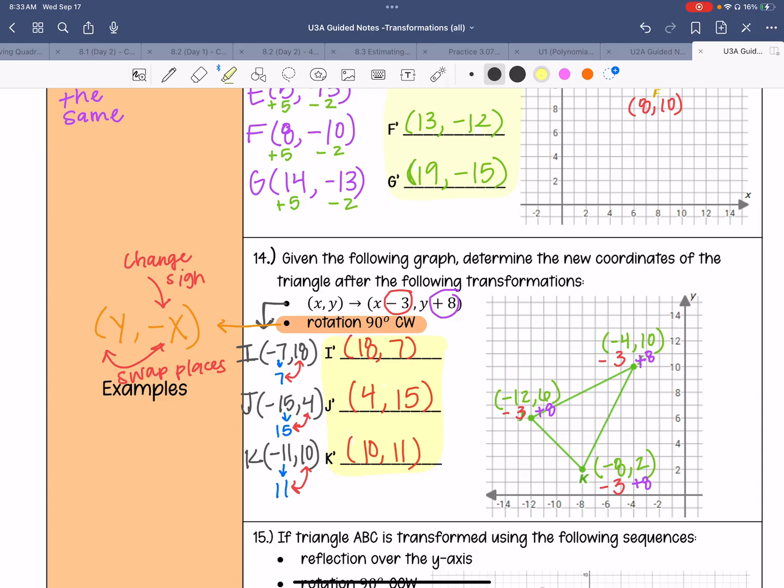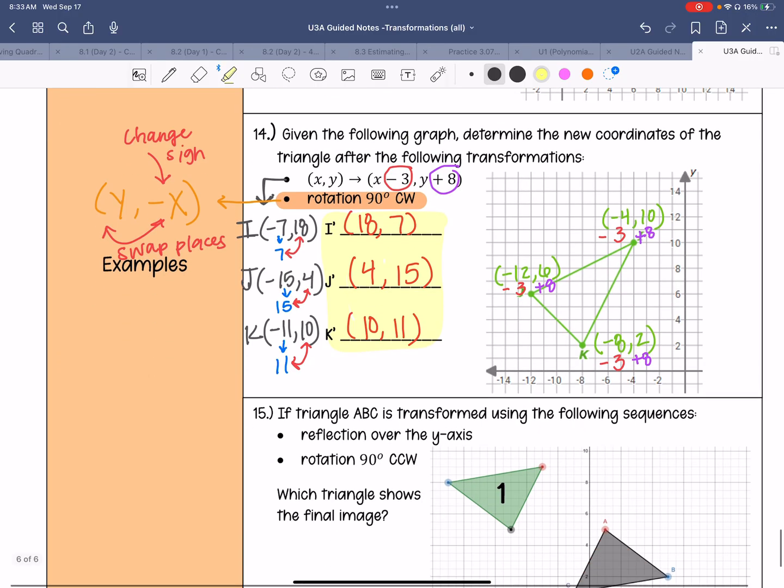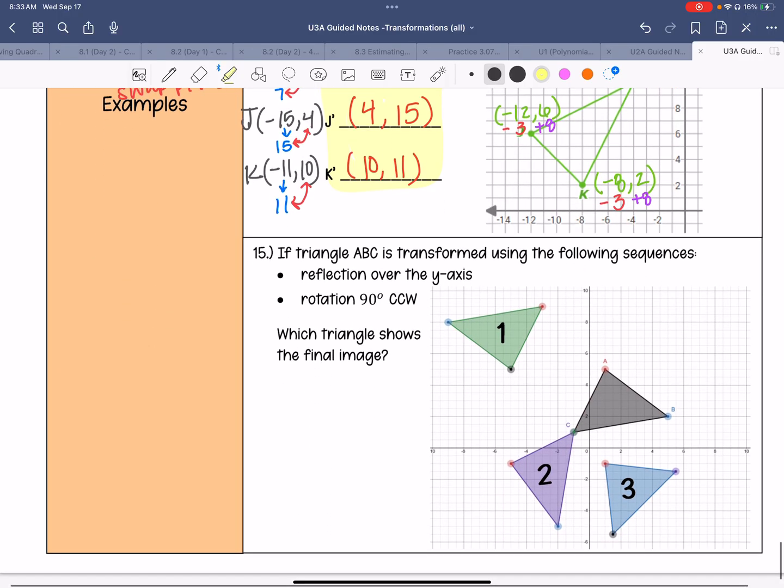All right, last example, number 15. If triangle ABC is transformed using the following sequences, a reflection over the y-axis, and then a rotation 90 degrees counterclockwise, which triangle shows our final image? Well, first thing I want to do is identify my ABC. So this is the triangle that I'm looking at right here.